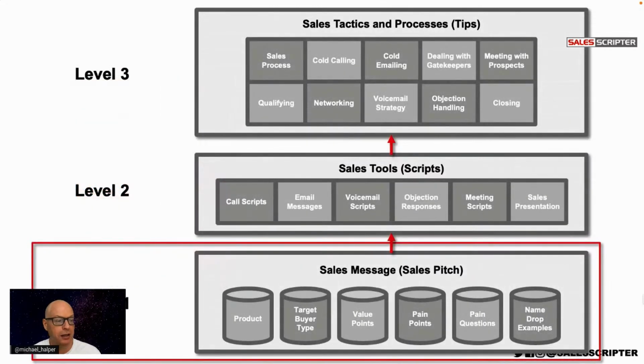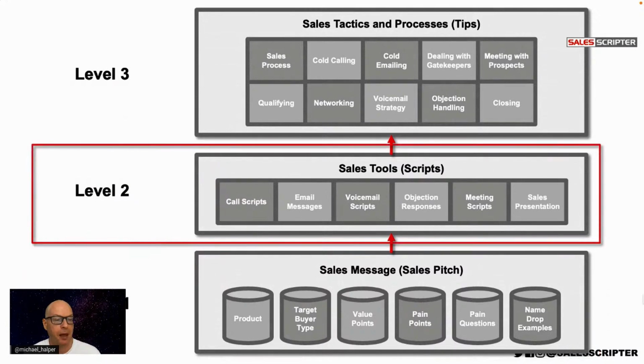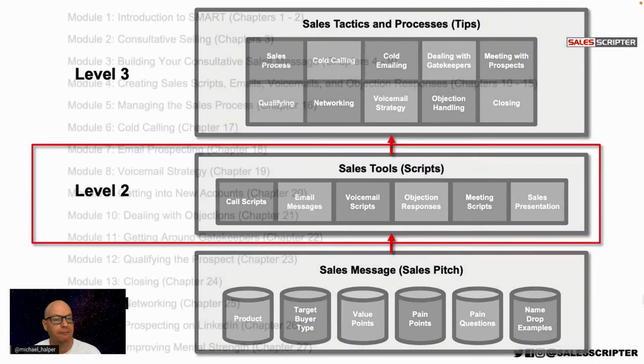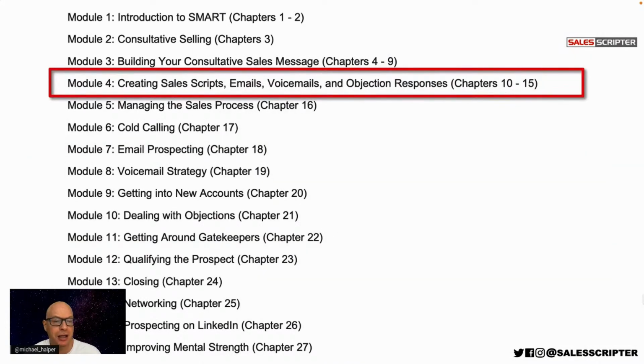And so if we go back to these 3 levels, we just completed level 1. We created a sales message, and that takes us to level 2. And level 2 is extremely easy now because, like I said, we have those building blocks, and we can mix and match them to create different call scripts, cold emails, voicemails, objection responses, meeting scripts, sales presentations, and whatnot. And that's what we'll actually talk about in the next training module, which is module 4. We're going to show you how to mix and match all those building blocks to create all of these different documents. And so that's what we'll talk about next.